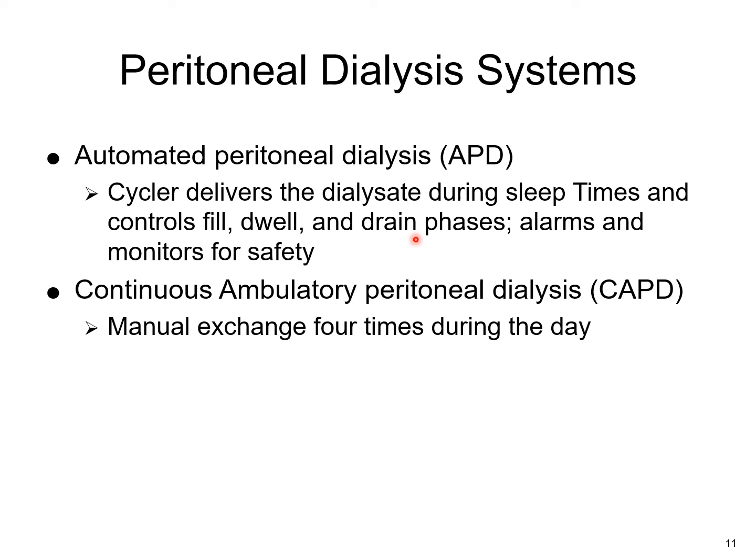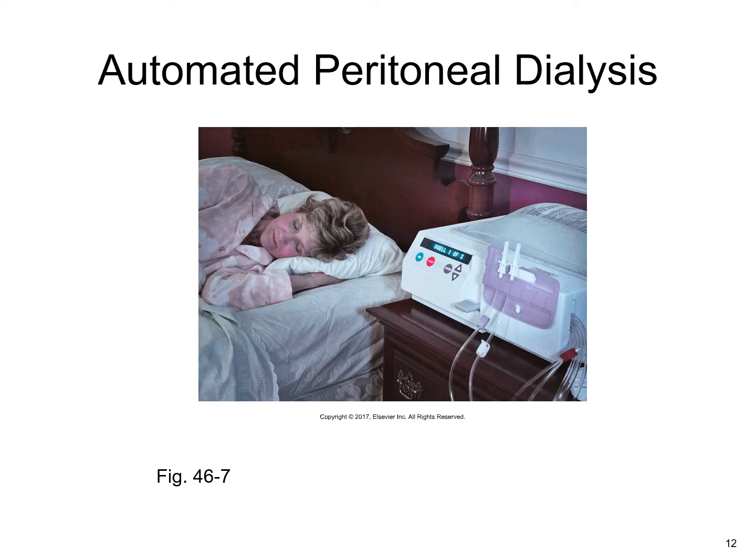And then they also have continuous ambulatory peritoneal dialysis. So this is another one that they can do continuously. Basically, you're doing these exchanges 4 times during the day. So just know that these are out there and they can happen for the patient. That's the automated peritoneal dialysis.